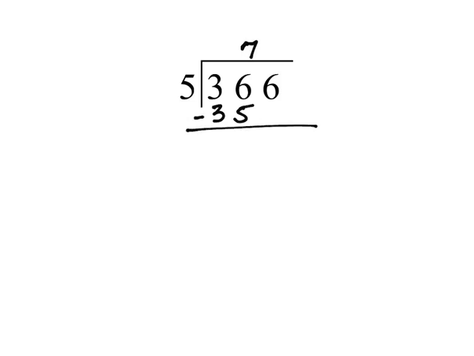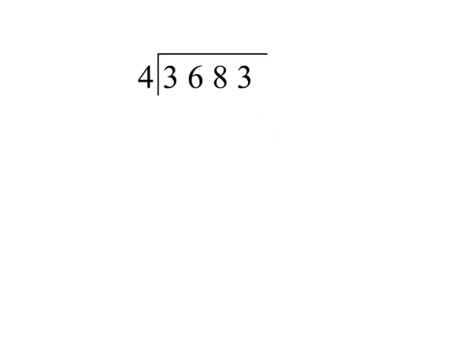We're going to subtract, and that gives us 1. Of course, we're going to bring our 6 down, and I can get 3 groups of 5 out of 16, which is 3 times 5 is 15, and we're going to subtract and have 1. 1 is less than my divisor, so my remainder is 1. Now let's take a look at a 4-digit dividend.